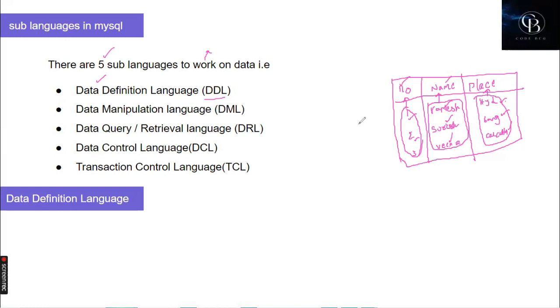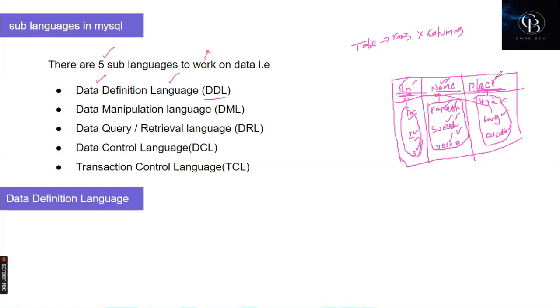Now, if you observe this entire table, any table contains rows and columns. What is a table? A combination of rows and columns is nothing but a table. Now, for this data, which part is defining? The column names are defining it. All column names are related to DDL, Data Definition Language.